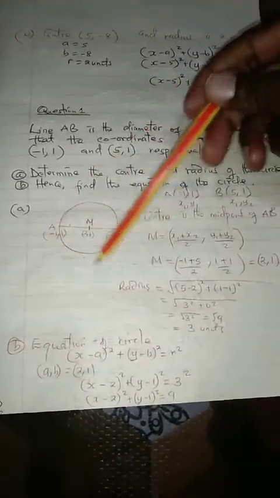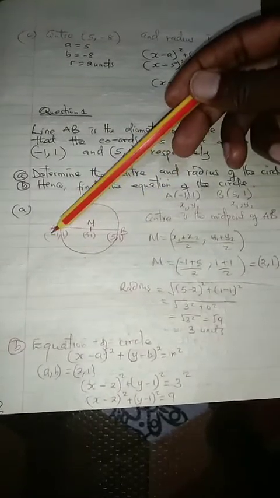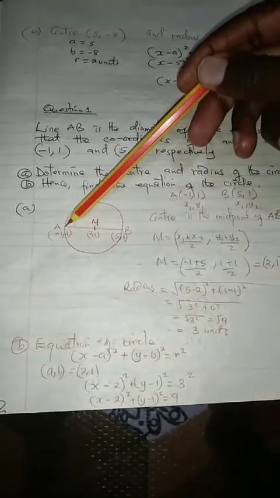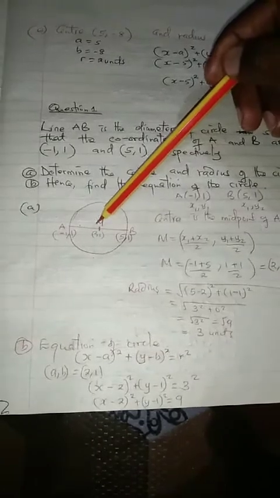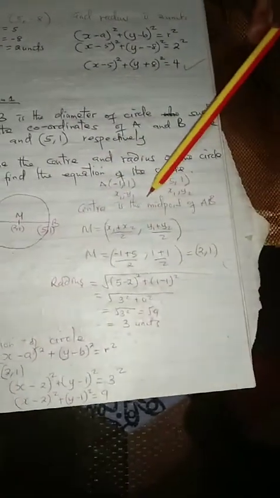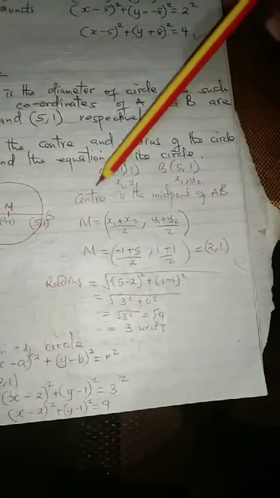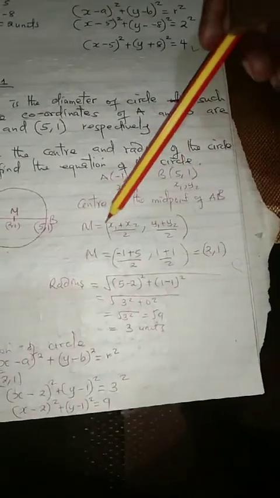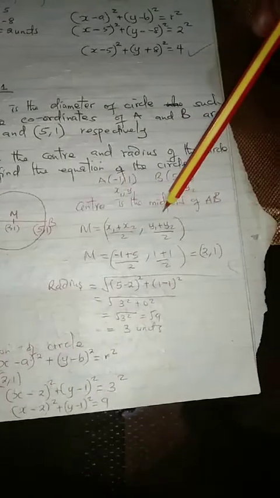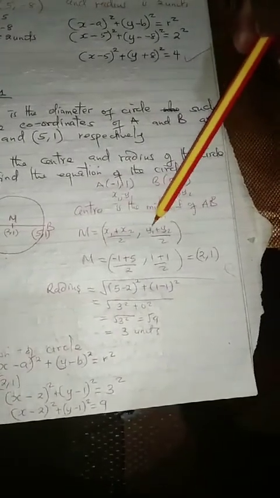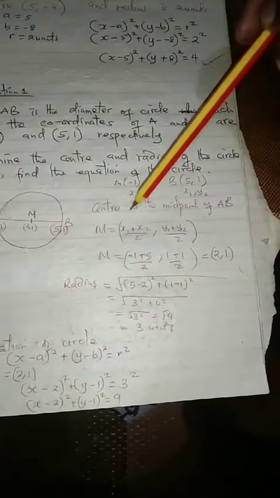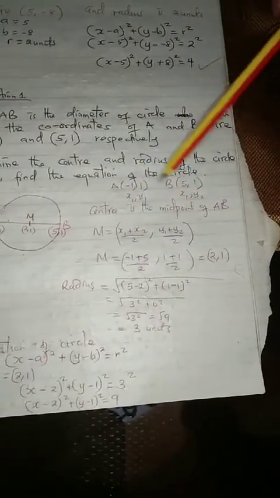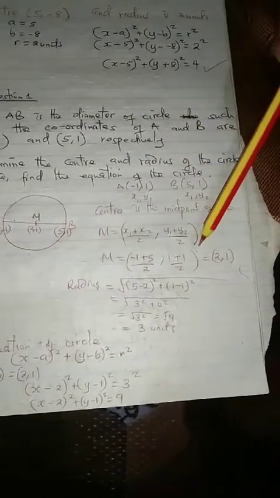So I sketch the circle. This is the circle, A to B, that is the diameter. Diameter means it moves from one side of the circle to the other side of the circle. So if you divide the diameter into 2, you get the radius. So at this point here is the midpoint. So I will calculate the midpoint. Midpoint is always equivalent to the sum of x coordinates divided by 2, y coordinates divided by 2. You can see I am just adding -1 plus 5 and then 1 plus 1. You get that. So that is the midpoint.